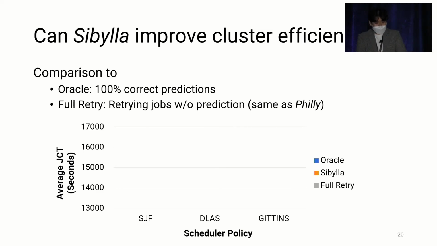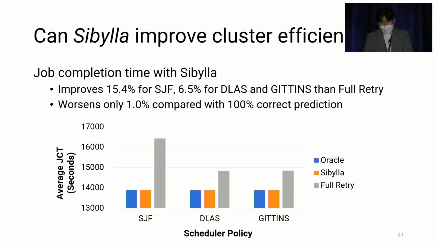We applied Sibylla's risk prediction to randomly chosen jobs. We measured average job completion time as a metric. Compared with the full retry case, predictive retrying improved 15.4% for SJF and 6.5% for DRAS and GTINs. Also, compared with the Oracle case, the performance is only 1% worse.